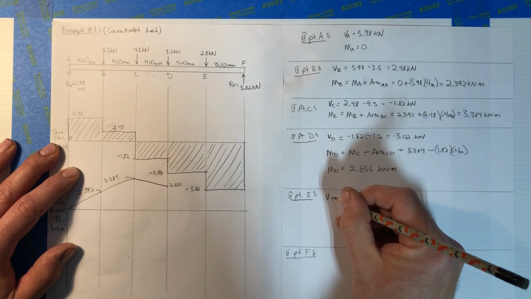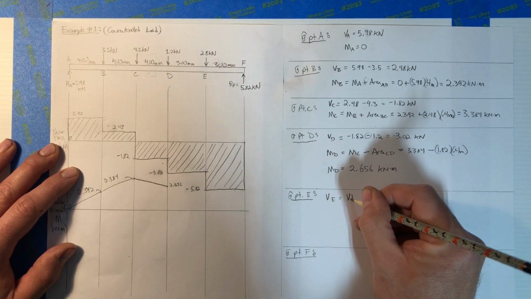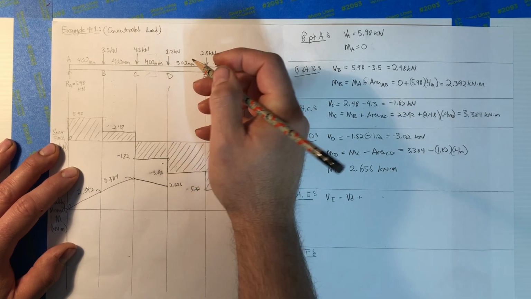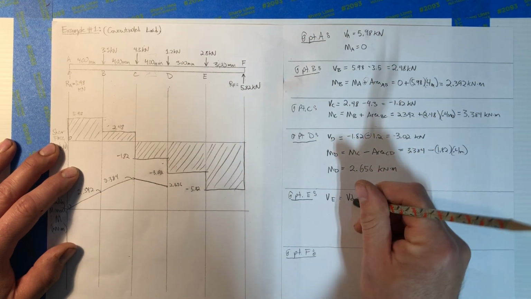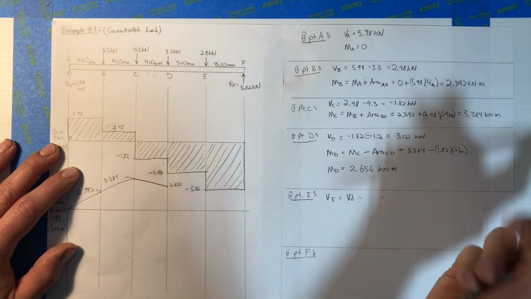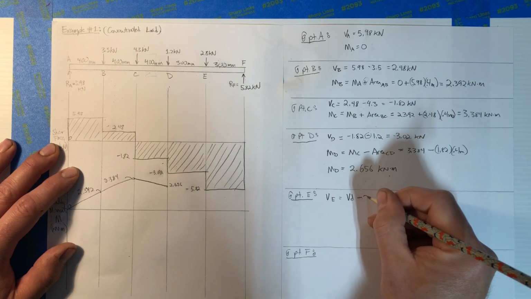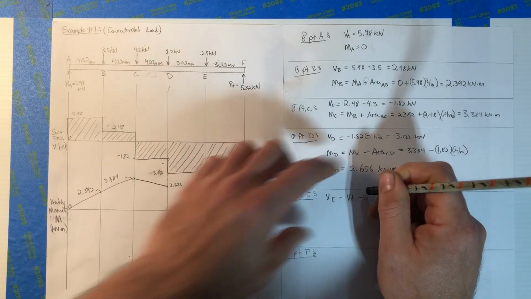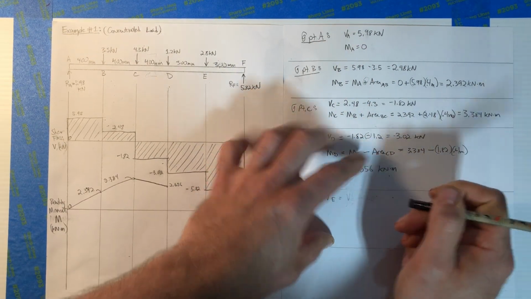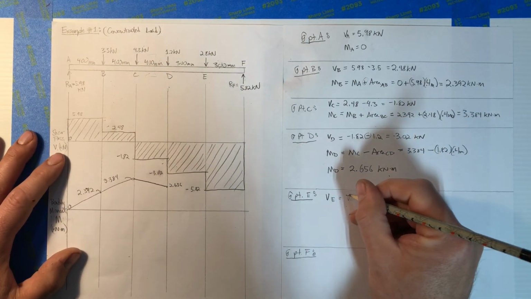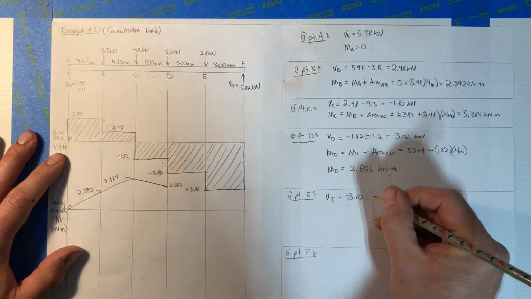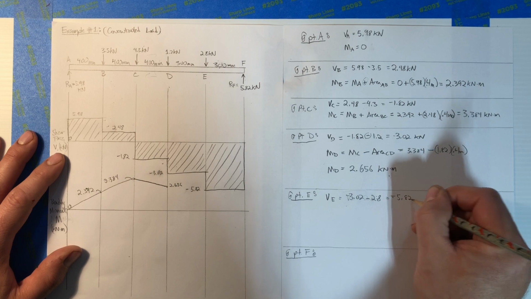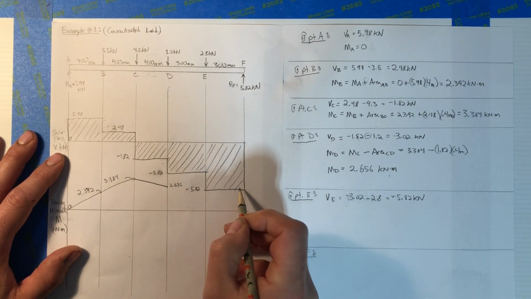My shear value at E is equal to my old shear value, VD, plus the load at E, which is going to be, or minus, 2.8 kilonewtons. Let me just write off the numbers. It's easier without doing all that. So VE is equal to negative 3.02 minus 2.8, and that's equal to negative 5.82 kilonewtons. Already shown on the graph, that's right there, right?